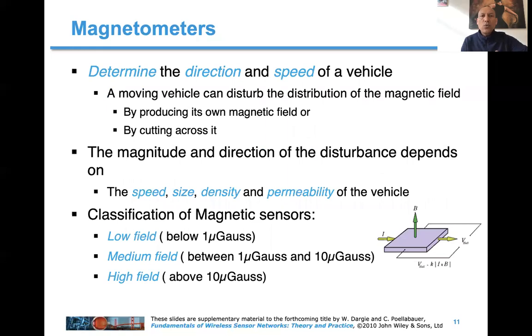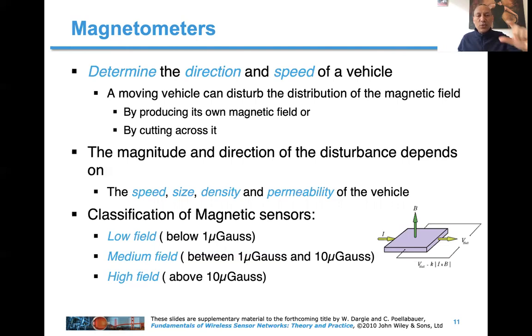Instead, we can use micro sensors, MEMS, micromechanical sensors, to sense the disturbance in the magnetic field. And this is how we can use wireless sensor networks to monitor traffic. To begin with, we don't need to set up our own magnetic field. Fortunately, the Earth itself produces its own magnetic field. It is already available, and not only available, it is available everywhere.